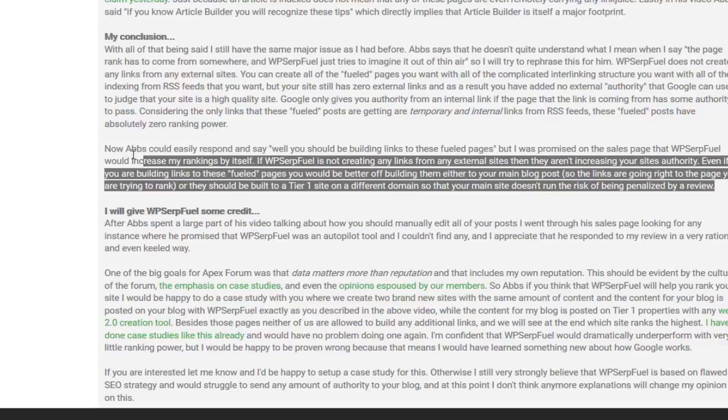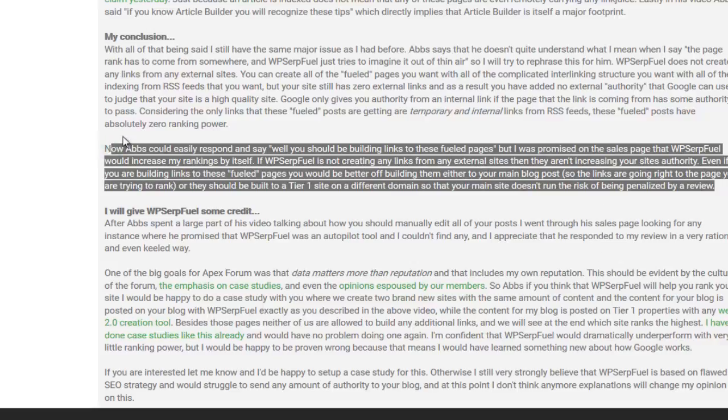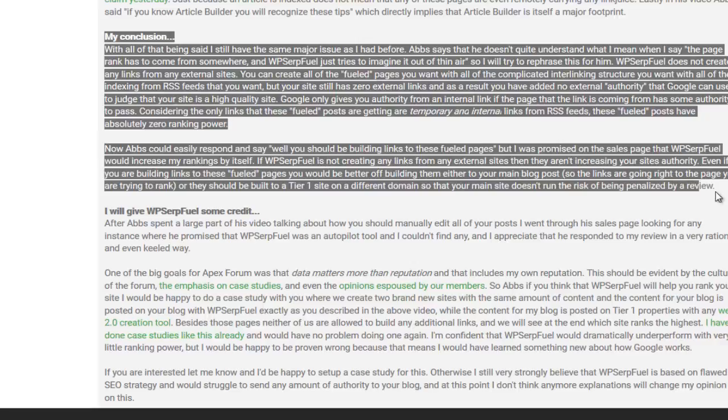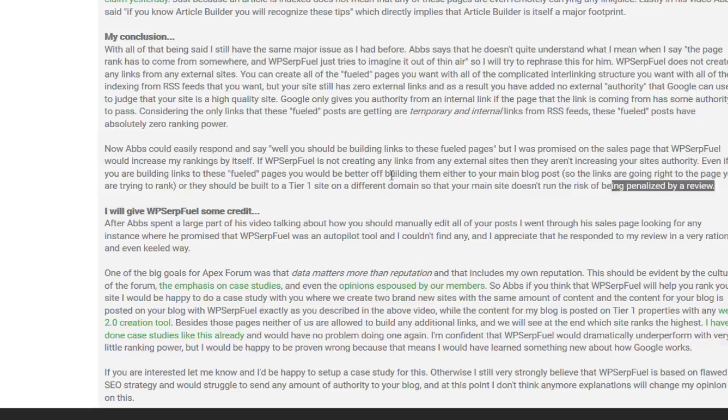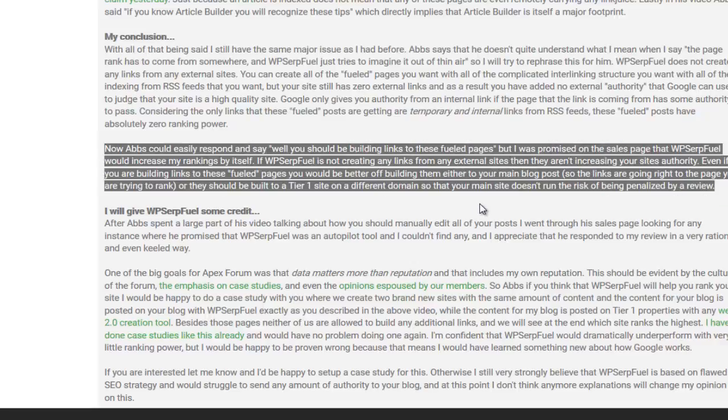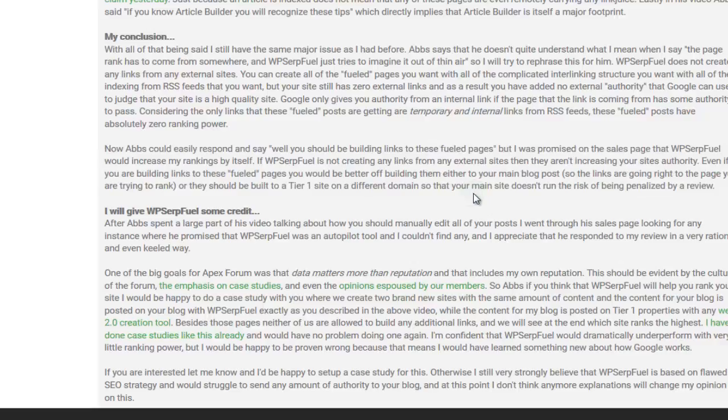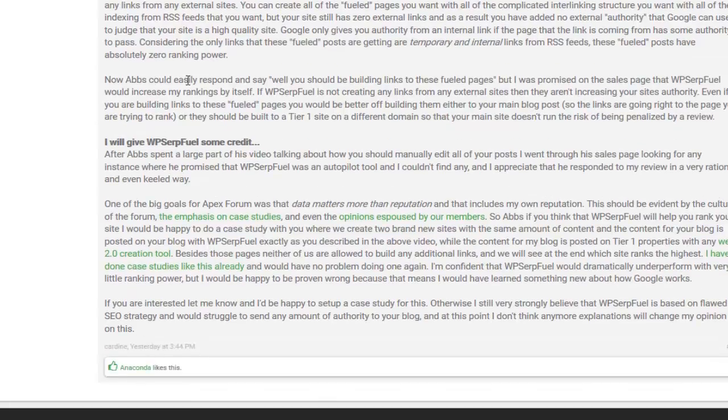Just remember, we're not talking about black hat links here. So your whole argument here is based on not building links, or if you are building links to the fueled post, then because they're coming from black hat, or it's because it could be coming from black hat places. You know what, you're assuming too much. None of it is the case. Okay, I will give wpserpfuel some credit.